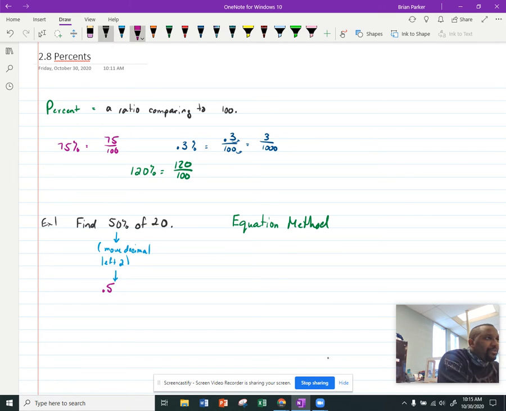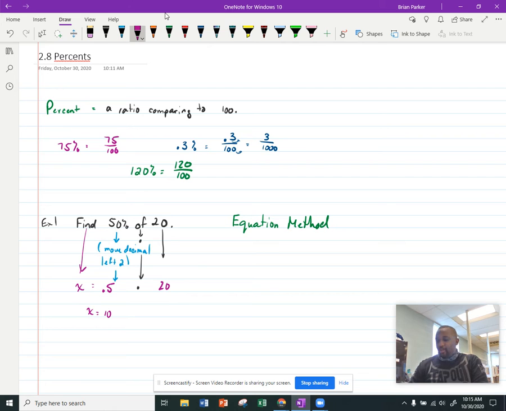Now, of just simply means multiply. Of means times, so we're going to use the multiplication symbol. And then the number 20 is just going to be the number 20. What you're trying to find will be your x. So x equals 0.5 times 20, and so x is just going to equal 10. And so 50% of 20 is 10, and that makes good sense.